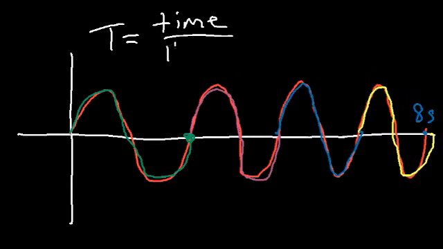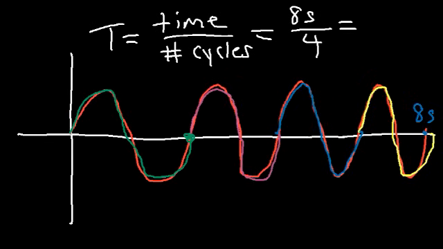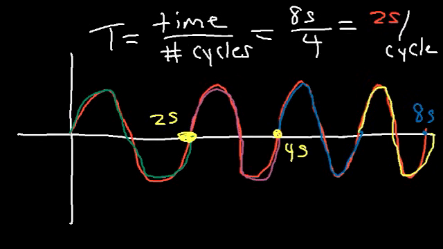The period, which I'm going to use as capital T, is the time divided by the number of cycles. So in 4 cycles, we have a time of 8 seconds. So therefore, it's 2 seconds per cycle. Now that's the period. So at this point here, this correlates to 2 seconds. The second cycle ends at 4 seconds. The third one ends at 6. And the last one ends at 8. So the period is 2 seconds per cycle.